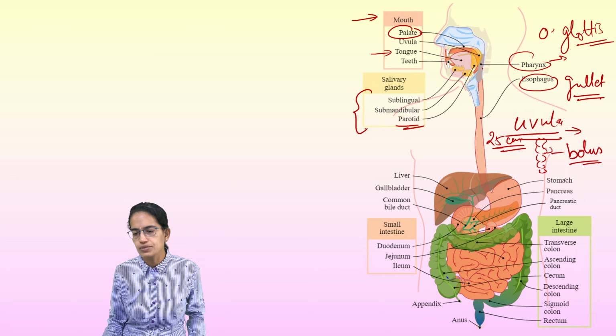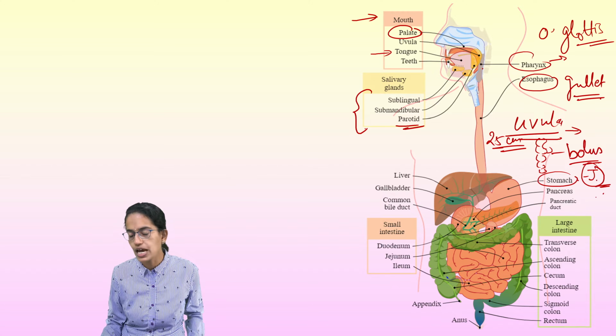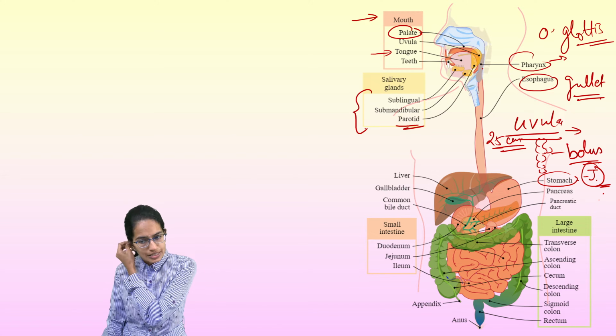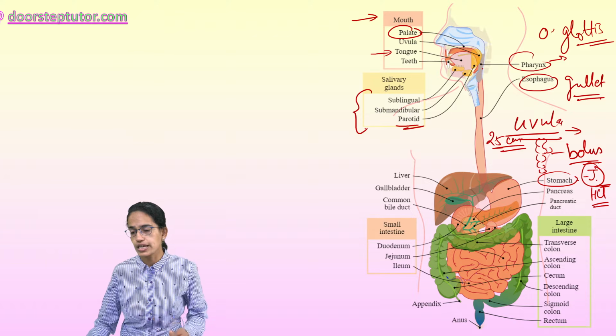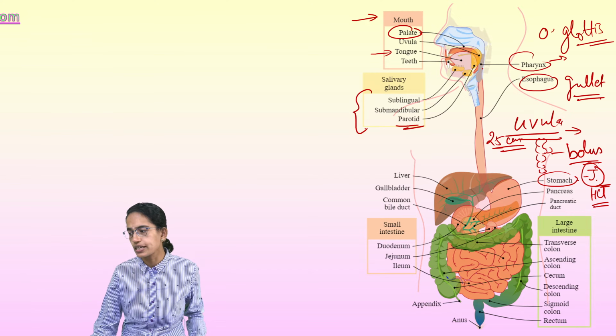The next comes is stomach. Now stomach is a J-shaped muscular bag which has gastric juices that are secreted. It also has hydrochloric acid. The function of hydrochloric acid is to kill the extra bacteria which is present as the food enters it. Now the food gets churned here, and the churned food is known as chyme. So the name again is important.